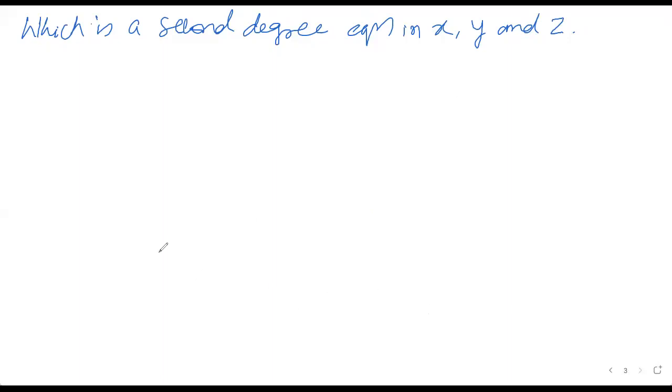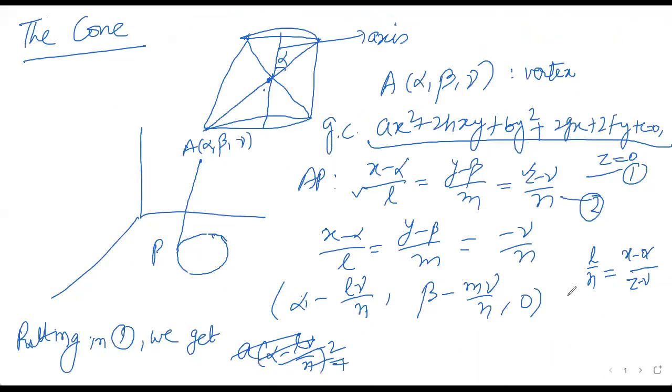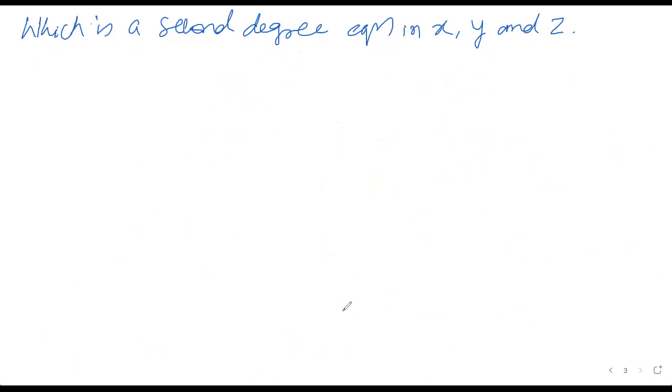Now if your vertex is at origin, then what will happen? Here I was taking the vertex at any arbitrary point. Now, if your vertex is at origin, then we can write the equation. That is your 17.6 article.